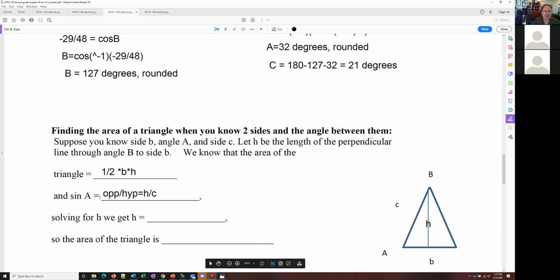And now if we solve this equation for h, we get that h is c times the sine of angle A. And so we can replace this h up here with what we know h is equal to. It's equal to c times the sine of angle A. So we're going to get that the area of the triangle is 1/2 times b times, instead of saying times h, I can say times c times the sine of angle A.